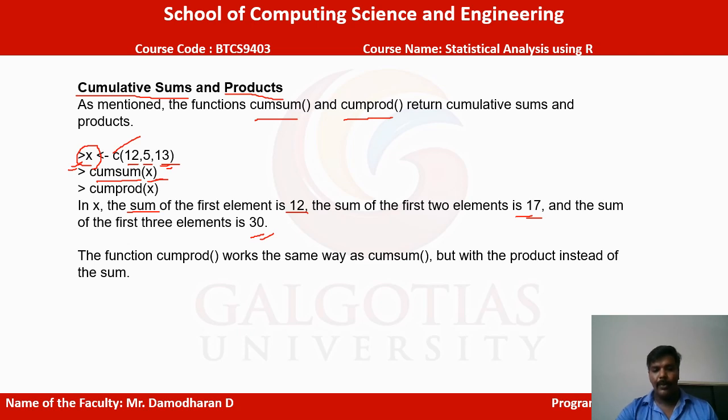Cumulative product works the same way, but the output is different. The product gives the output in a different order.